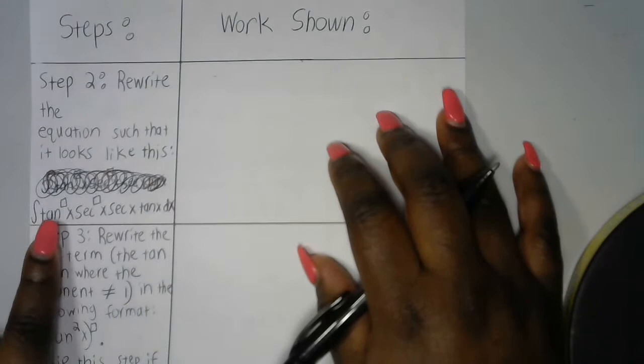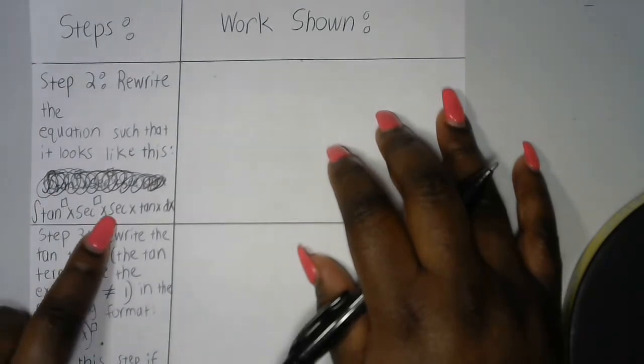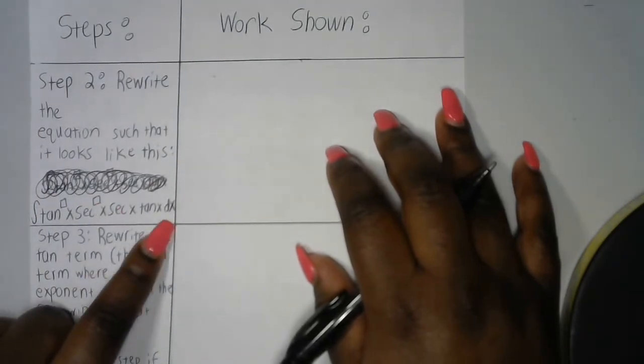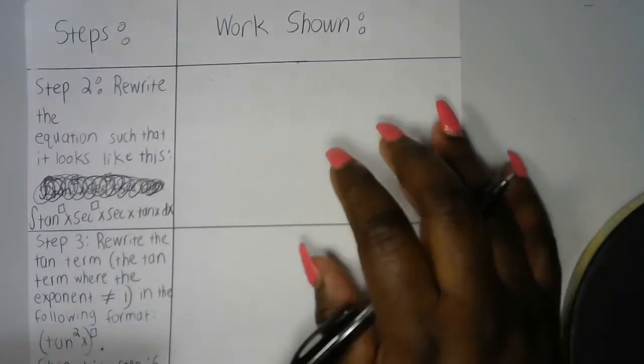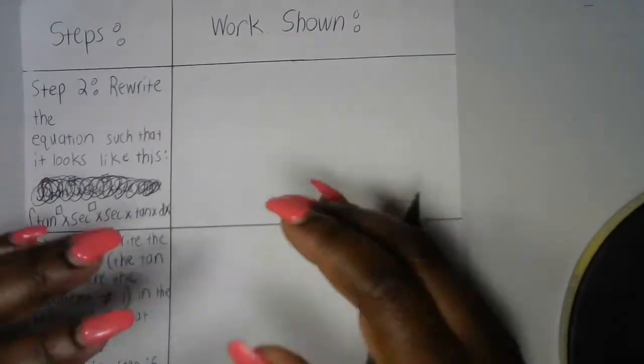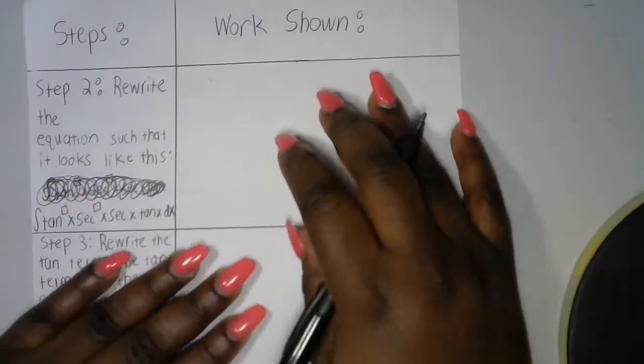It's going to be tan x to the whatever power times secant x to the whatever power times secant x times tan x dx. This just helps us with our algebra as we go on. It's not necessarily a required step, but it's really helpful with the algebra and the breaking down of the equation.